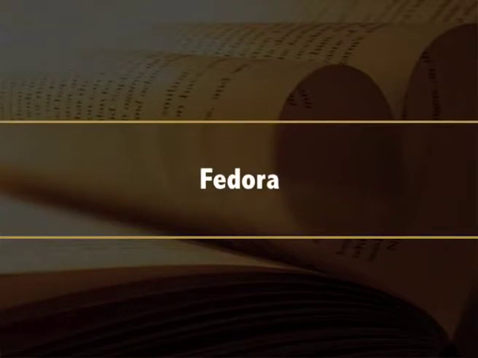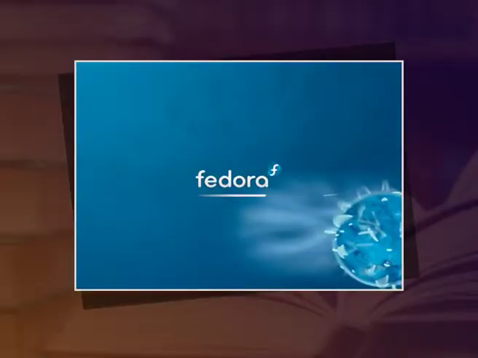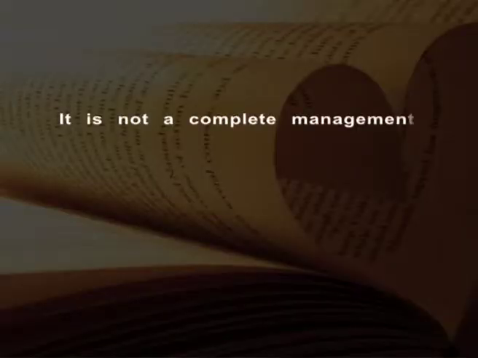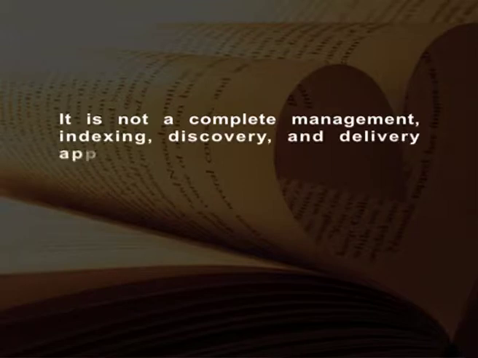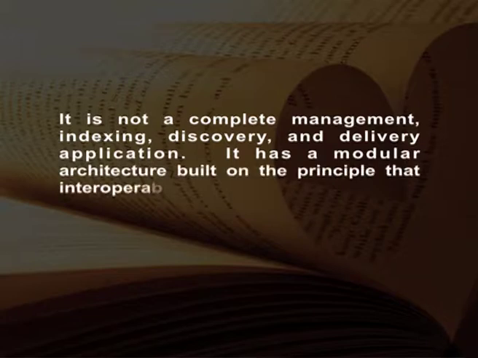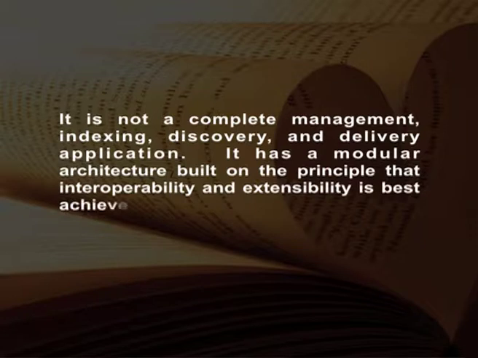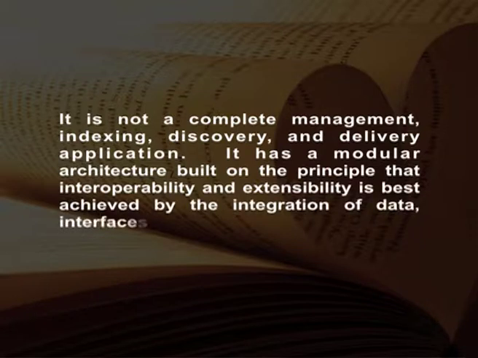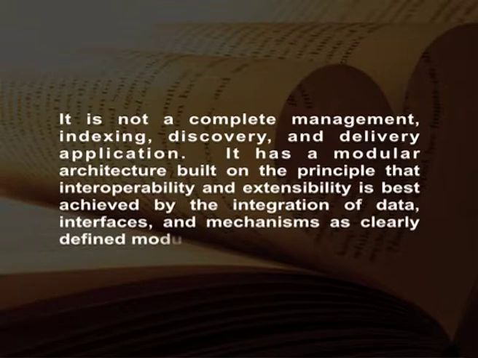This ensures that data can be exchanged with other standards compliant systems such as MARC 21. 6. Fedora. Fedora is a digital asset management (DAM) architecture on which many types of institutional repositories, digital archives and digital library systems might be built. It is not a complete management, indexing, discovery and delivery application. It has a modular architecture built on the principle that interoperability and extensibility is best achieved by the integration of data interfaces and mechanisms as clearly defined modules.